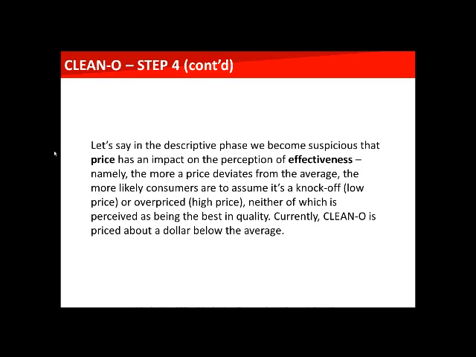So let's say in the descriptive phase we become suspicious that price has an impact on the perception of effectiveness. Namely, that a price deviates from the average. The more the price deviates from the average, the more likely consumers are to assume that it's a knockoff if it's low price, or overpriced if it's high price. And we don't really want to be either of those because they're not perceived as being the best in quality.